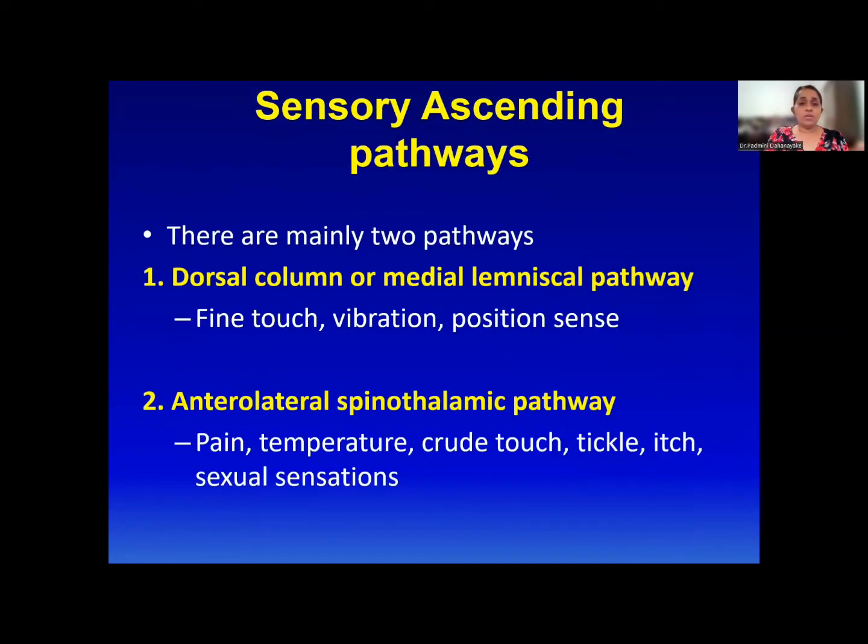So with that basic overview, we will see what the types of sensory ascending pathways are. There are two main types of sensory ascending pathways in our body. There are many other small indirect pathways, but the very commonly discussed and very important two types are, first, the dorsal column or medial lemniscal pathway, or some say the dorsal column medial lemniscal pathway. Either is correct. And the second one is the anterolateral spinothalamic pathway.